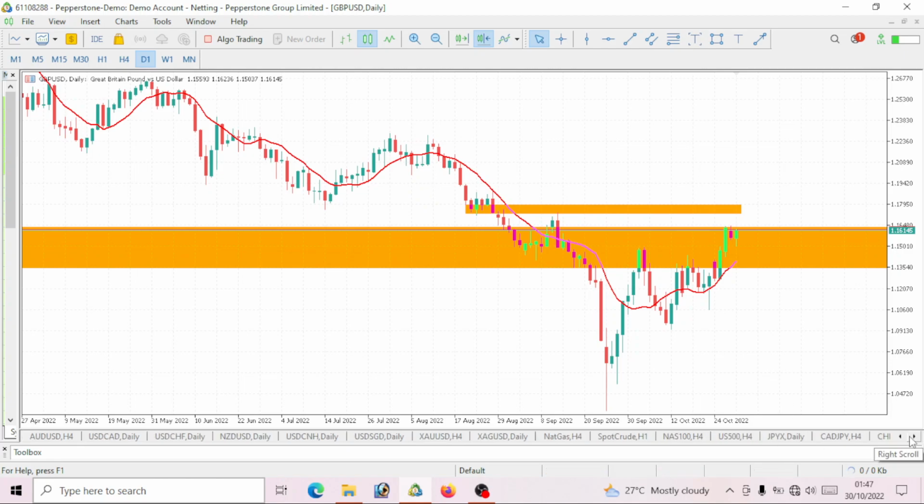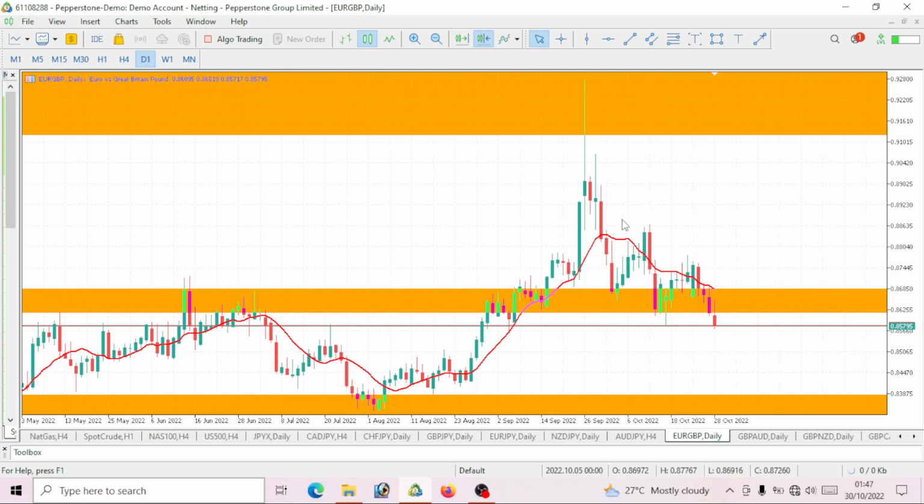Let's take a look at our GBP pairs. You would notice that our GBP pairs have been giving us a bullish move. You will see it on our Euro to GBP, right? We said that our Euro is dropping while the GBP is going bullish, right? We can see it on this daily time frame. Euro to GBP, it is dropping.